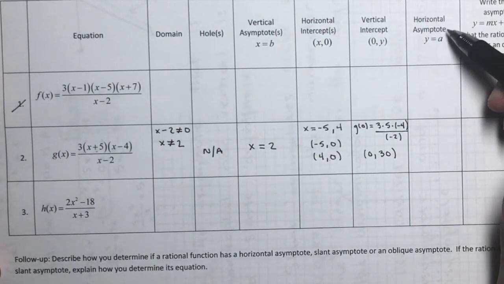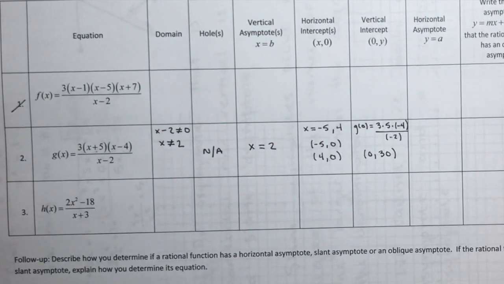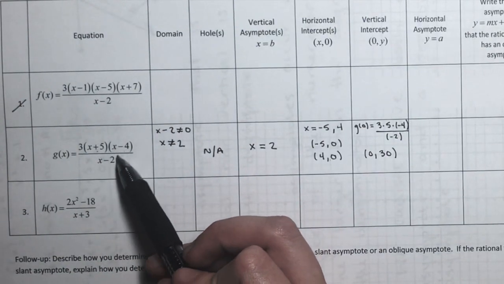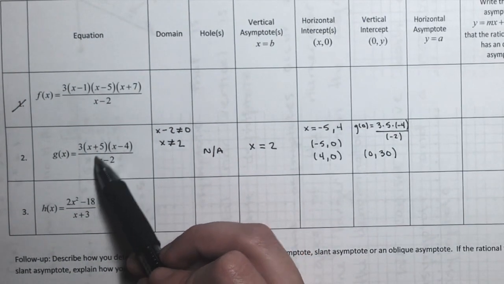All right, horizontal asymptote. So this is the juicy stuff for the day. We've been talking about this a lot. We want to figure out where we have a horizontal asymptote. So we want to divide the numerator by the denominator.